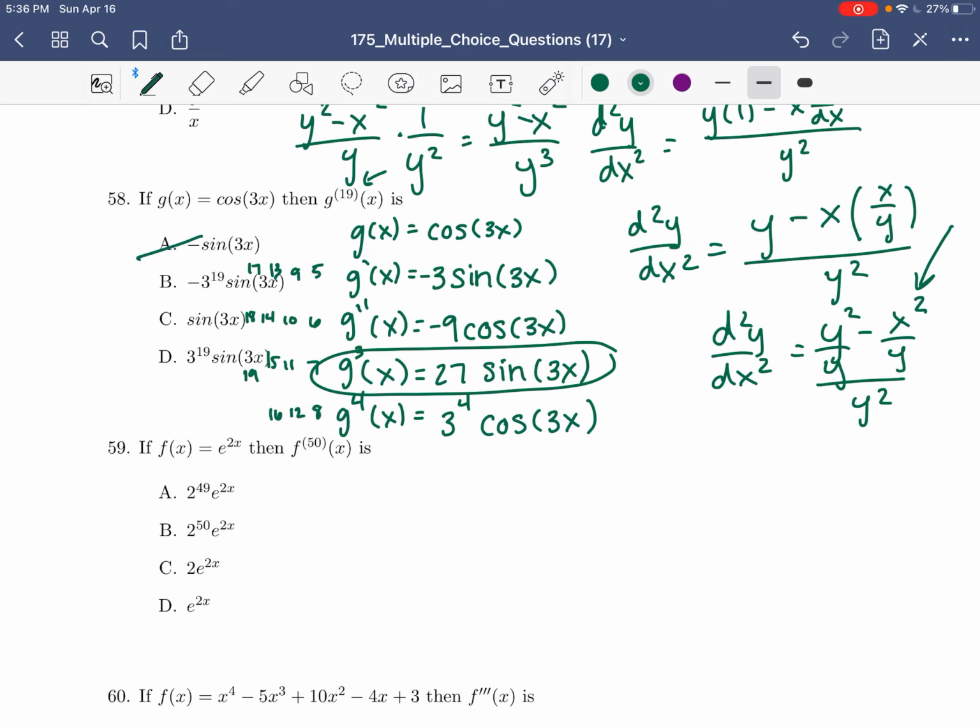So we can automatically get rid of A. And then notice C doesn't even have this part, the 3 to the whatever. Notice the exponent matches what derivative it is. So it should be to the 19th power. So really we should have 3 to the 19th. Then we knew it had to be a positive sine 3x. So the only answer there is D because B is a negative.